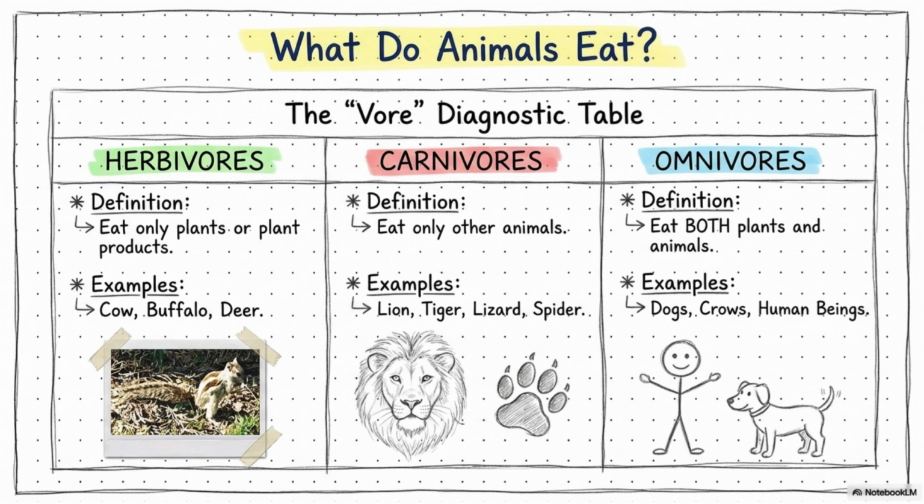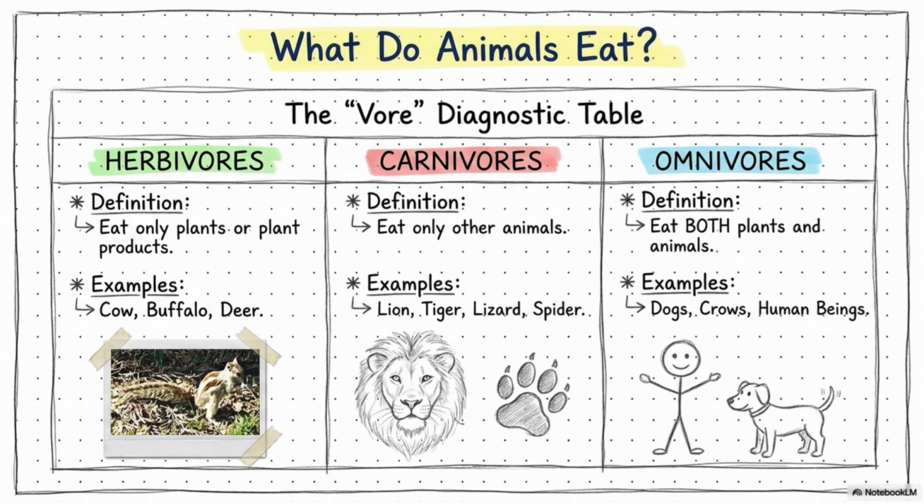Slide 8. We've spent all this time talking about what we eat. But what do animals eat? Do they all eat the same things? Not at all. We divide animals into three main groups based on their diets. First, we have herbivores. These are animals that eat only plants or plant products.